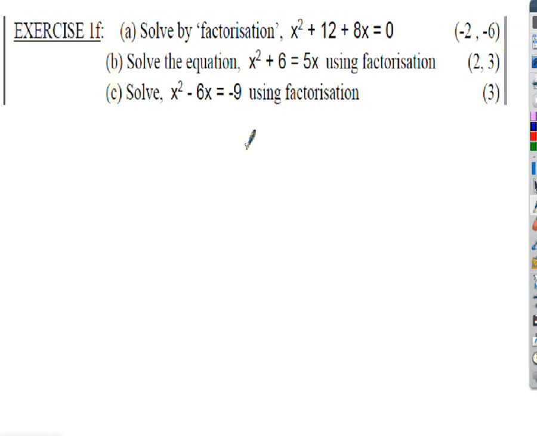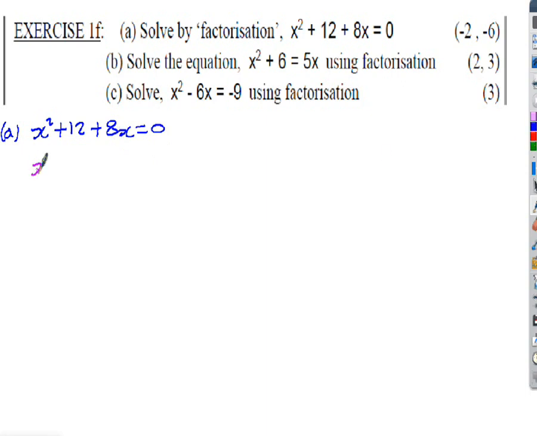Okay, I worked through these questions using factorization. So question A. We are given the equation x squared plus 12 plus 8x is equal to 0. So basically all the terms are on the left hand side, which is good. They're not quite in the order I want. I really want them in the form of ax squared plus bx plus c is equal to 0. So just for completeness, I'm going to slightly rearrange the equation.